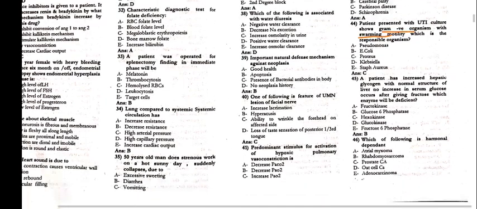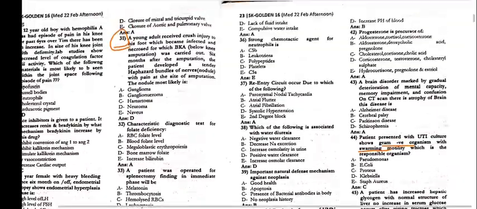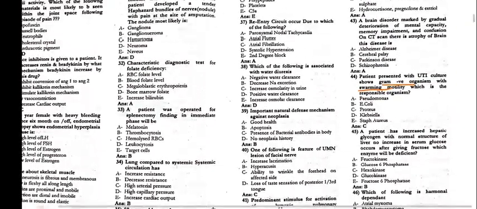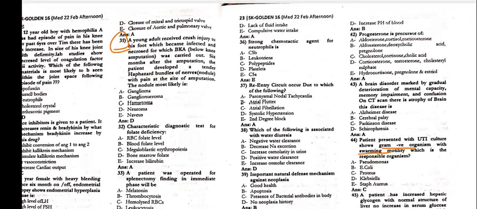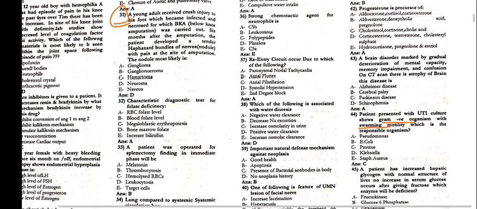40, which of the following is the feature of a lower motor neuron lesion of the facial nerve? That is C, inability to wrinkle the forehead on the affected side. 41, the predominant stimulus for the activation of hypoxic pulmonary vasoconstriction is beta, decreased partial pressure of oxygen. 42, the progesterone is the precursor of aldosterone, cortisol, corticosterone.